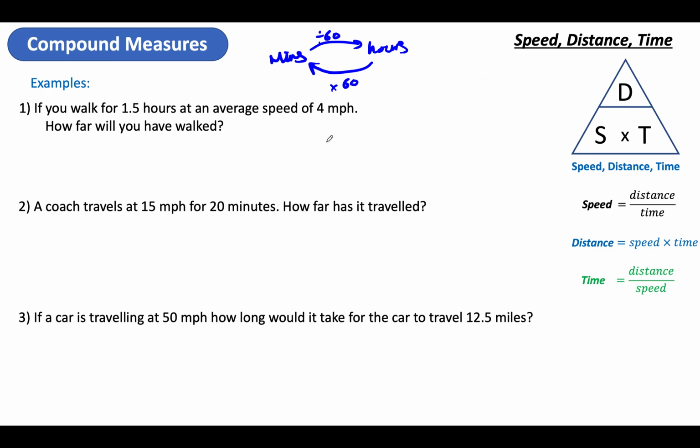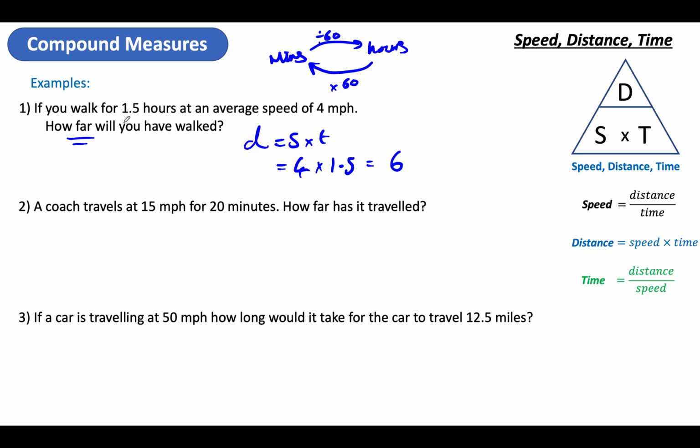Okay, well done, we're nearly there. Let's just do 3 answers, and then we can get onto the My Maths. If you walk for 1.5 hours at an average speed of 4 miles per hour, how far will you have walked? Well, this is already in hours. That's in miles per hour, so that's all good. How far? Far is distance, isn't it? Now, distance is speed times by time. My speed is 4 miles per hour. My time is 1.5. I times them together, so you should have got, hopefully, 6.